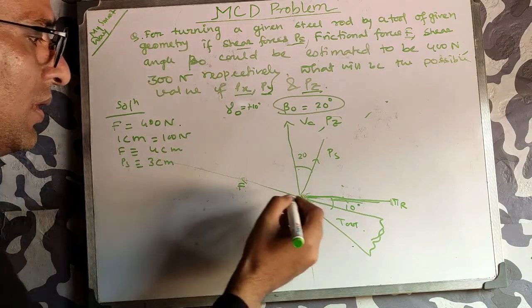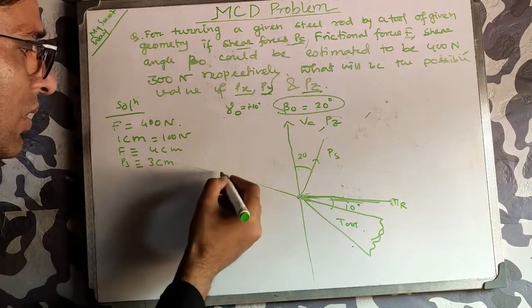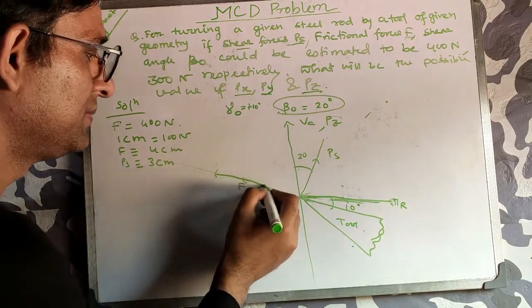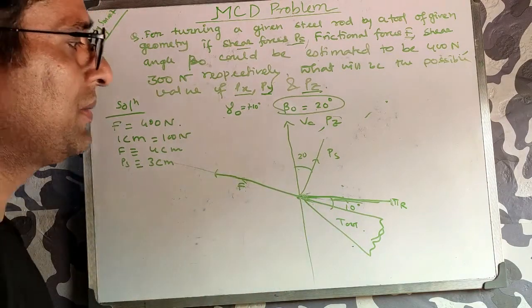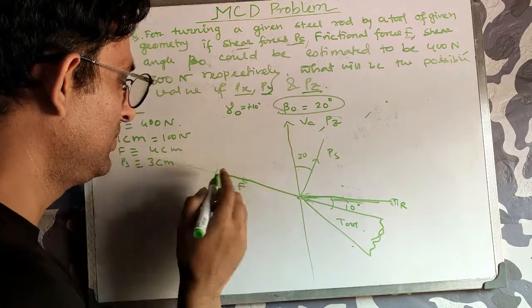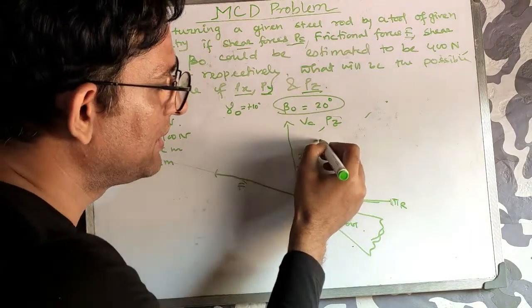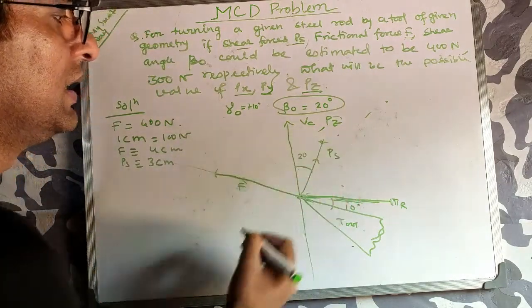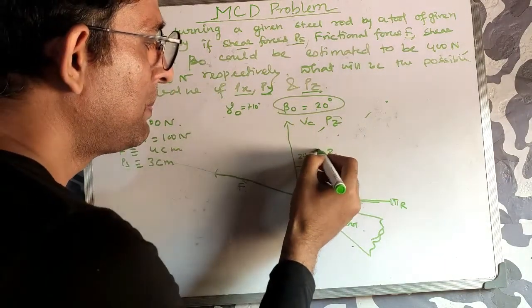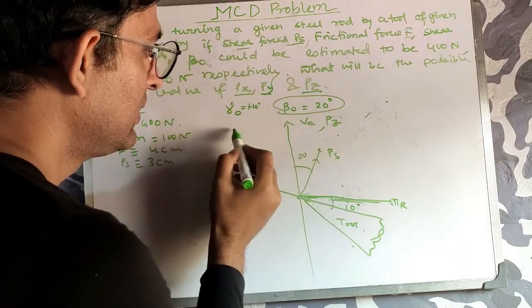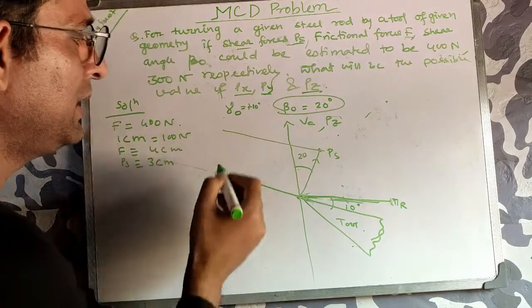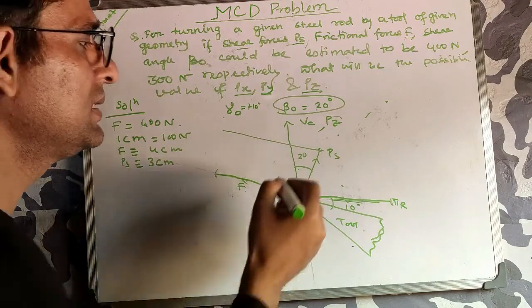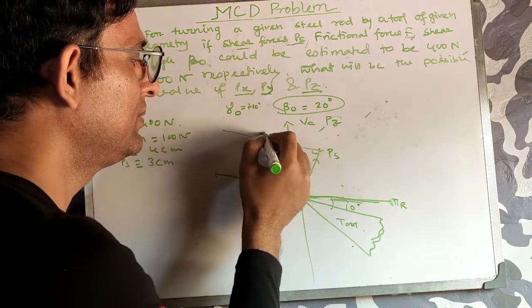Now from this point, if you cut a value of 3 centimeter here, you can get the value of F. Similarly, this is 4 centimeter, and this one is the 3 centimeter value of Ps. Now perpendicular to Ps, this is the normal force, Pn.